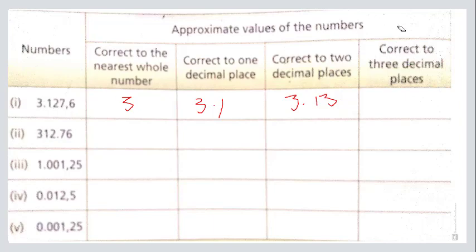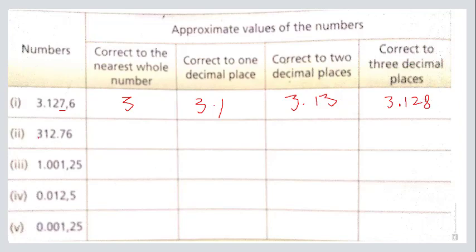Now the last column is correct to 3 decimal places. Now correct to 3 decimal place means this one is the first decimal place, this is second, and this is third decimal place. So you will underline this third decimal place. Now after this 7, you can see the next digit is 6, which is more than 5. Therefore you should add 1 in this 7, so this will become 8. So the answer will be 3.128.